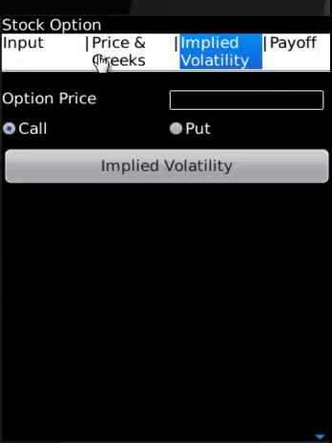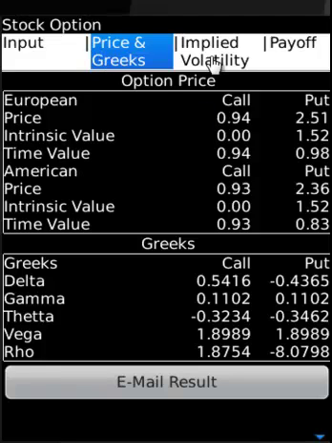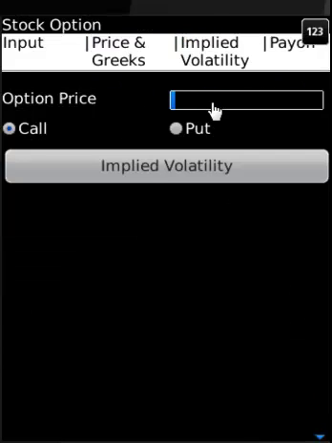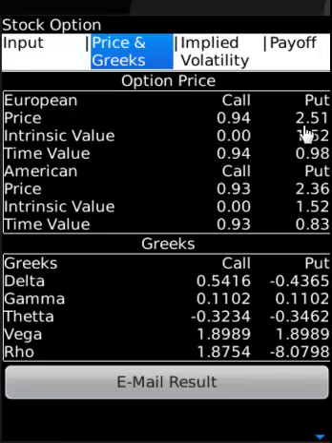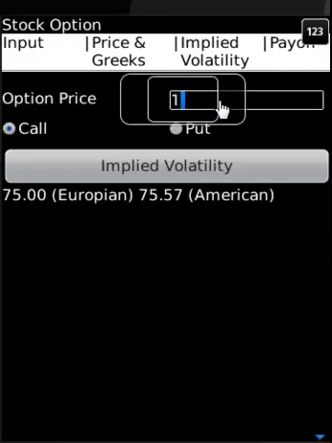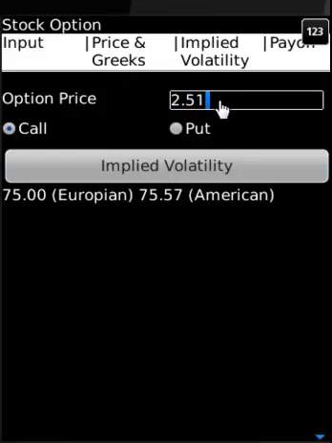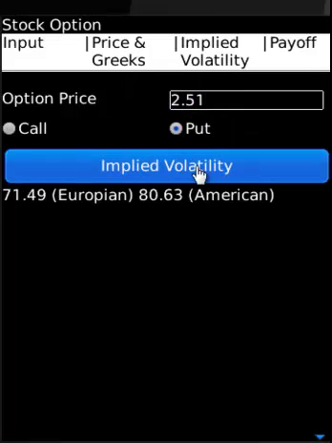Implied volatility. So here we see the call option is selling for 94 cents. So now say the call option is selling for $1. So then 75% is volatility for European option and 70.57 for American option. So here the put price is 2.51. Say this is 2.51 and this is a put price. So this is the volatility for the European option and the American option.